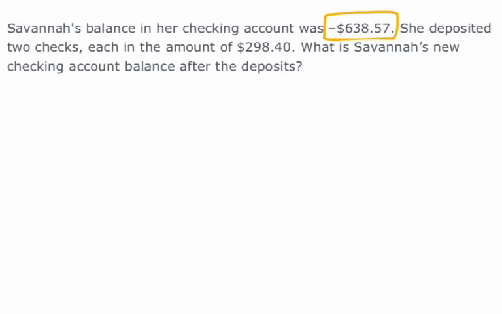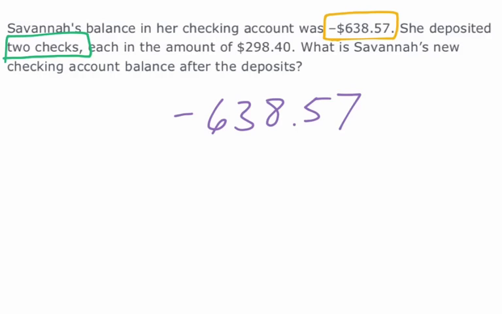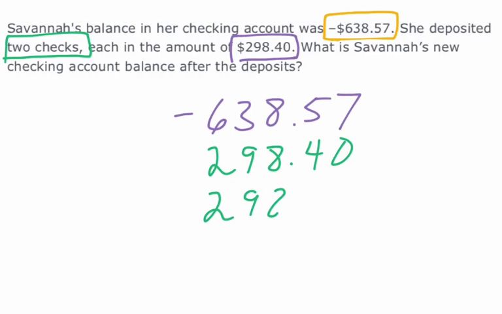So that's negative $638.57. And then reading this carefully, Savannah deposited 2 checks, each in the amount of $298.40. So actually, she had two checks of $298.40. So probably we would multiply it by 2 here, but just to give you the idea of what we have, that's what we have right there. So she was pretty negative, and then she got these 2 checks, and so we're going to see what the balance is afterwards.